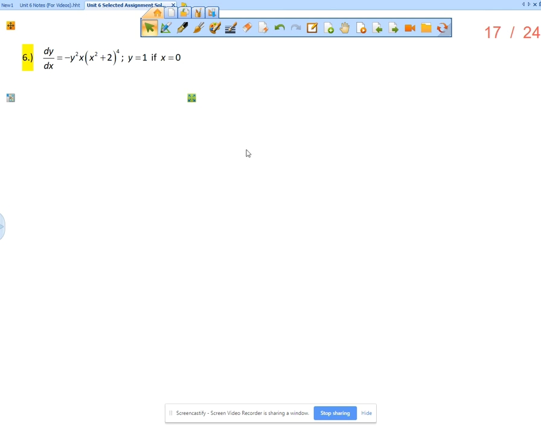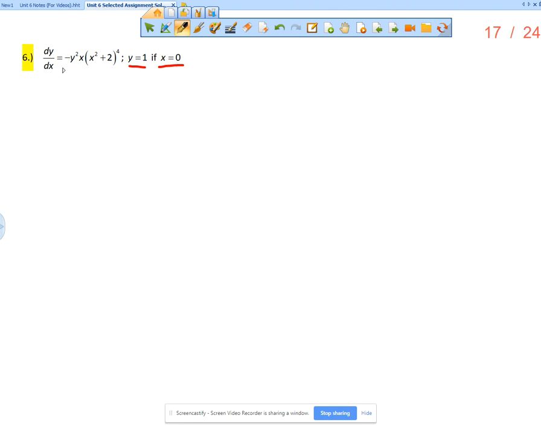This is the solution video for section 6.3, problem number 6. All right, so we want to solve the differential equation, and we're told that dy/dx is equal to negative y squared x times the quantity x squared plus 2 to the fourth. And y is 1 if x is 0. So that means we're given an initial condition, so that means that we can find the value of c in this. All right, so first step is to separate the variables.